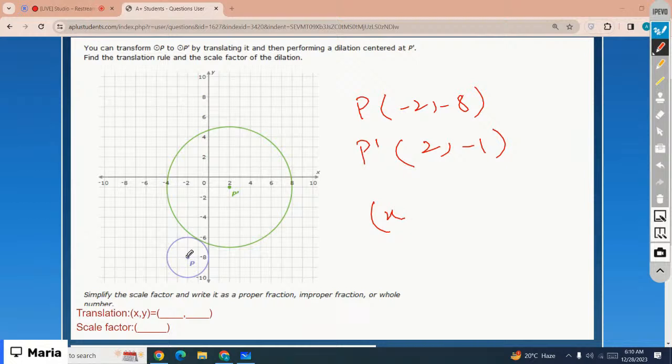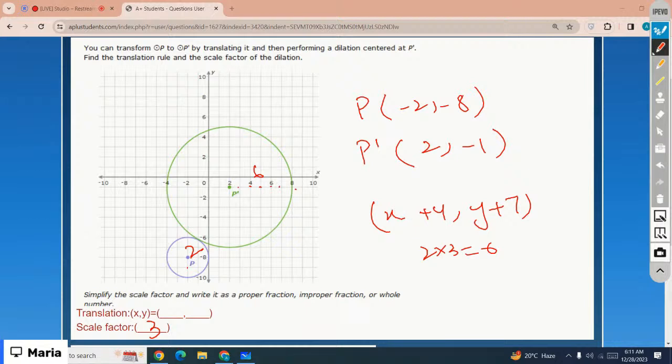For x, you moved 1, 2, 3, 4. X plus 4 it is, right? For y, you moved from -8 to -1, that would be y plus 7, right? So here is the translation. And for the scale factor, the radius of the small circle is 2 and the big one is 1, 2, 3, 4, 5, 6. So 2 times 3 is 6, right? That means the scale factor is 3, right?